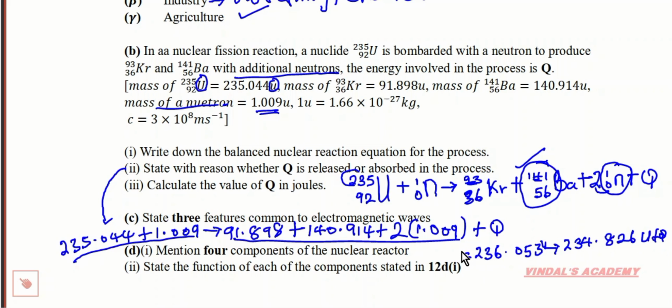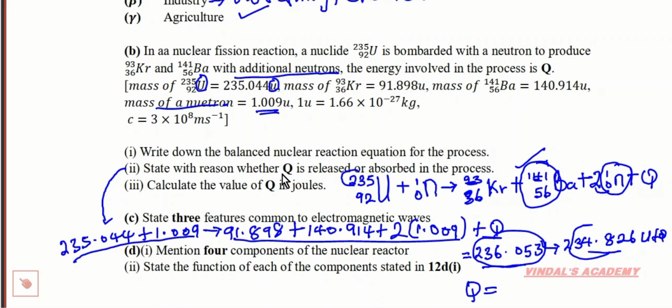Now, for that reason, which one is bigger? Remember, this value is bigger than this value. So why is it bigger? That is why they say we should state with reason. In this case I'm going to find Q. Q is going to be this value minus this value. So what will happen? If you do that, you are going to say that energy will be released.